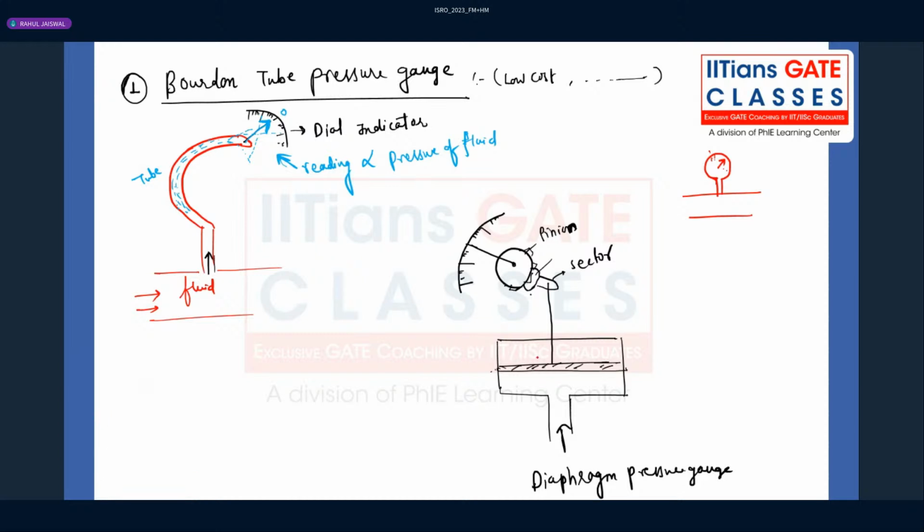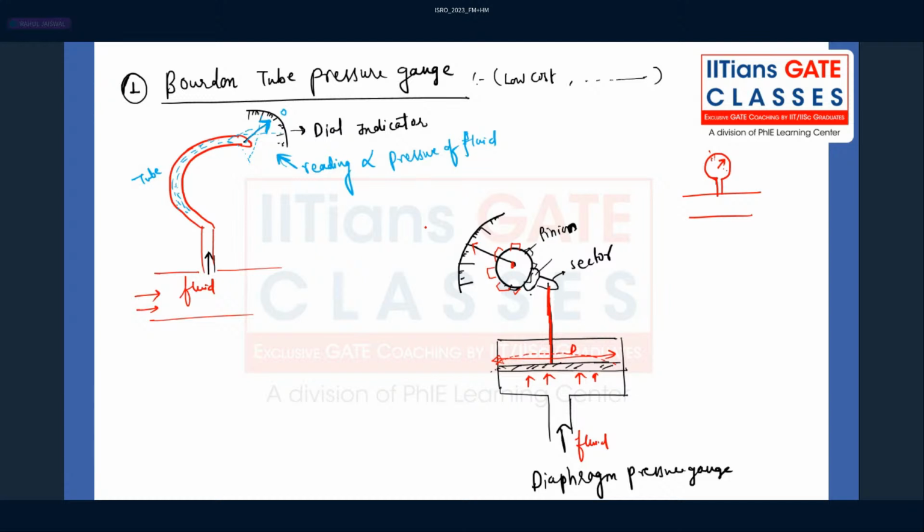The diaphragm is basically a material of a certain diameter d. When the fluid is passing and applying forces on this diaphragm, the material will get deflected. When it gets deflected, the needle which is connected through this diaphragm and sector will be deflected. When this is deflected, the pinion will start rotating. When the pinion starts rotating, the indicator will also start moving. That's a simple arrangement of a diaphragm pressure gauge.